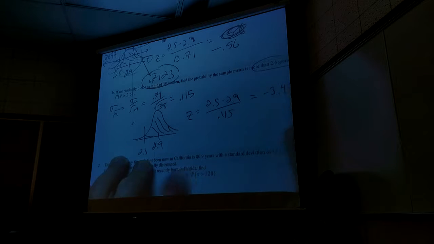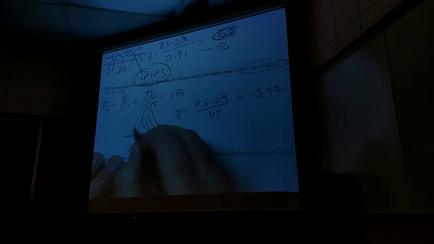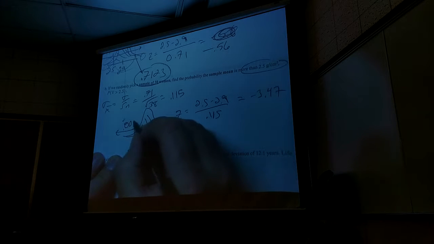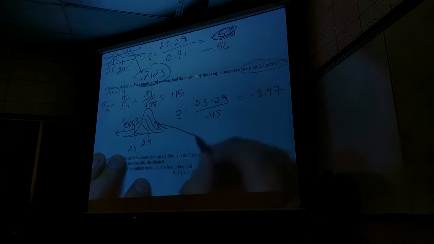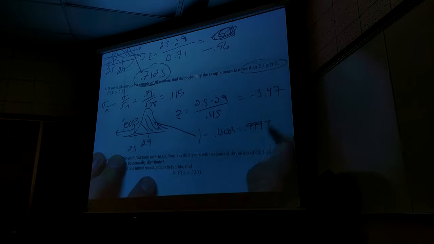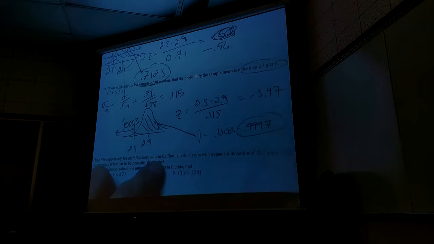That makes sense. Almost off the chart, but not quite. So below this, you get 0.0003. So then the answer is going to be, darn it, one more zero, 0.9997. Is that what everybody got?